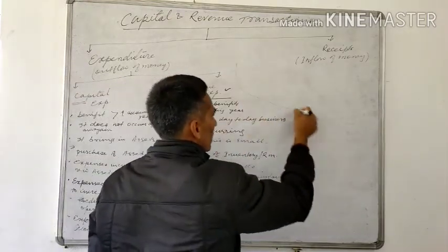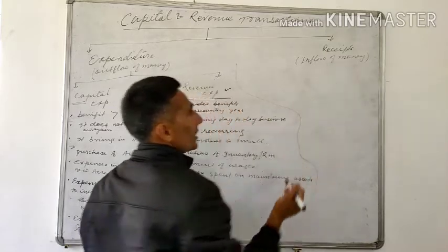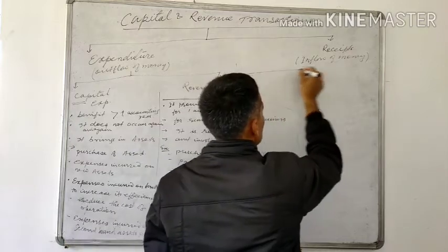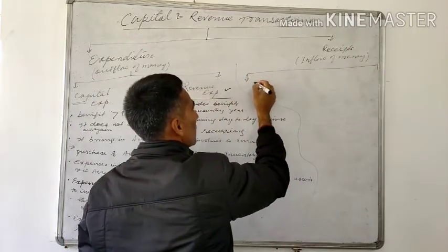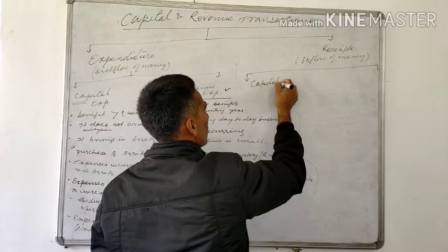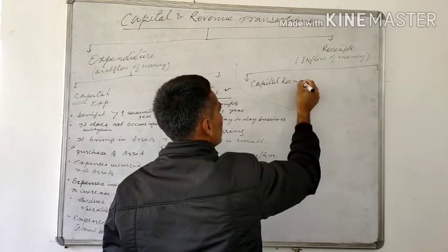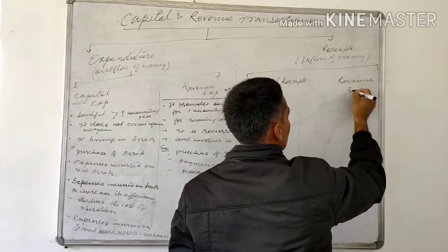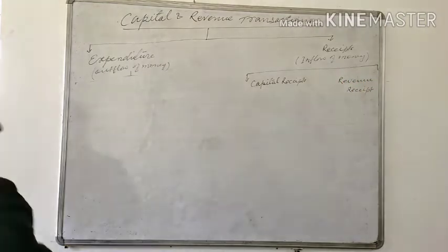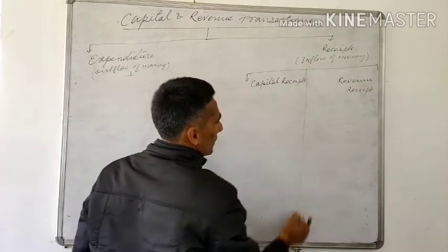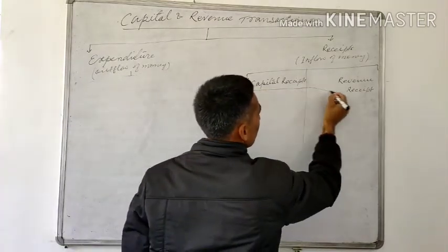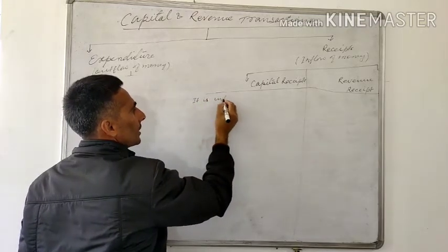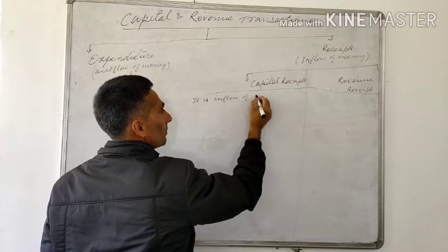Now we come to the receipts, inflow of money, that is money coming into the business. Again, the receipts can be of two kinds. It can be capital receipt or it can be your revenue receipt. Now let's see, what is a capital receipt?